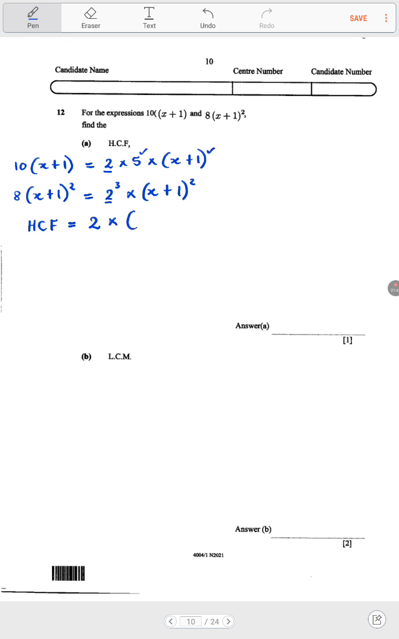So x + 1 is included, and x + 1 is the one with the lowest power between the two. So our answer is going to be 2(x + 1). So I'll write it here, 2 times (x + 1) is the highest common factor. And for the lowest common multiple, we include all the factors that are present. So I'm just going to use the working that I have put up here.